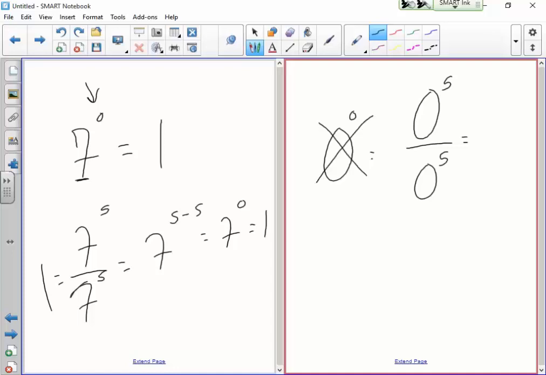So this is the example in which something to the 0 power is not 1. Everybody all right with that? Now if I did have negative 5 to the 0 power, that does still equal a positive 1. This does still equal 1. Okay?